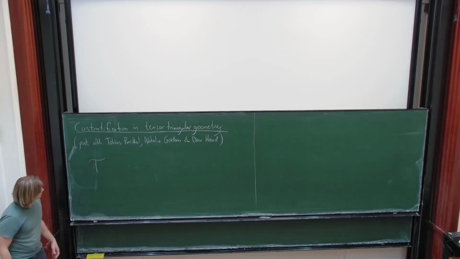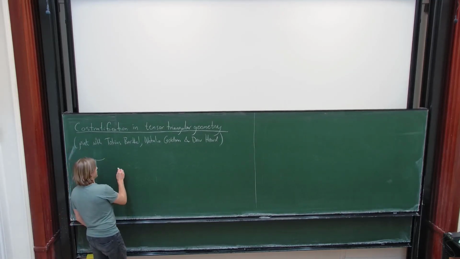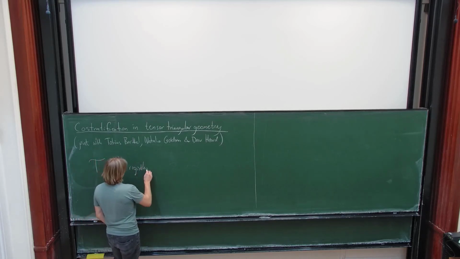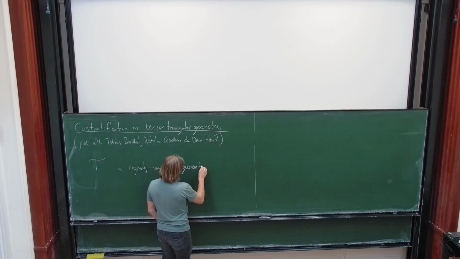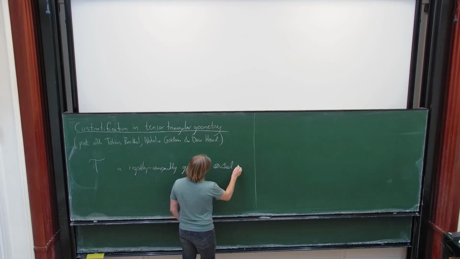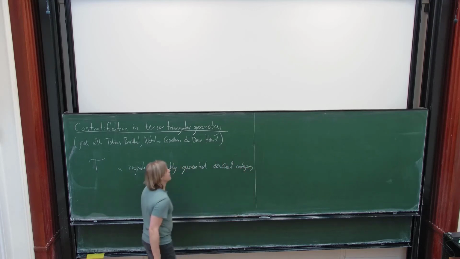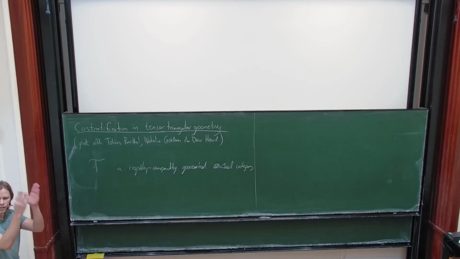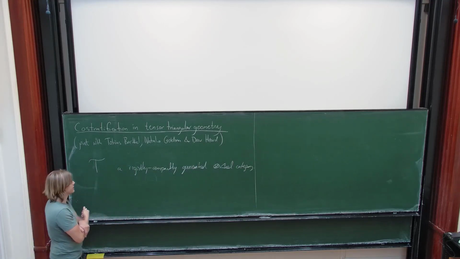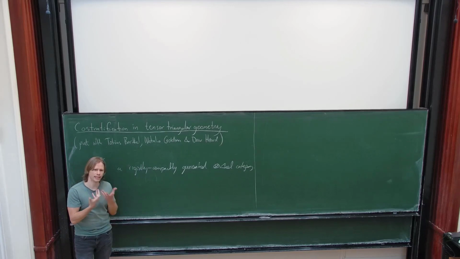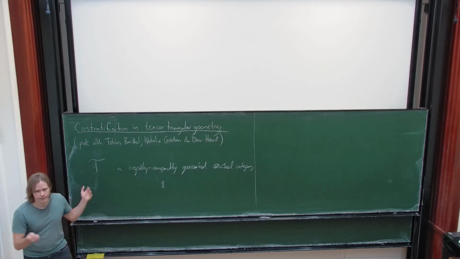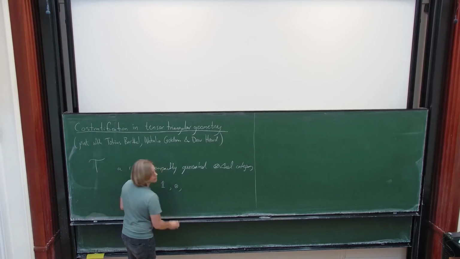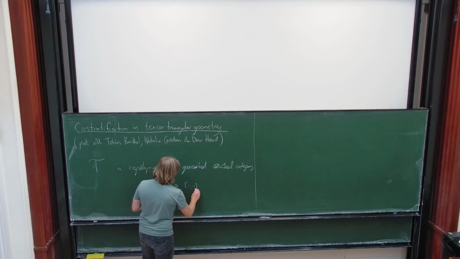Throughout the majority of this talk, T is going to denote a rigidly compactly generated tensor triangulated category. It's compactly generated as a triangulated category, and significantly, the compact objects coincide with the dualizable objects. So in particular, the unit for the tensor is a compact object. And I'm going to denote the internal hom using square brackets.